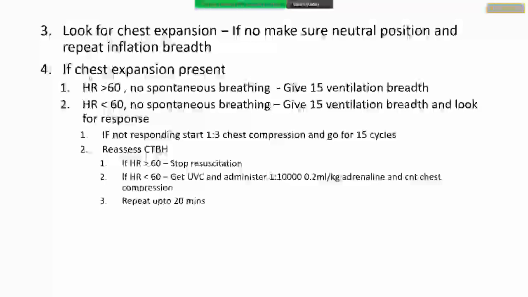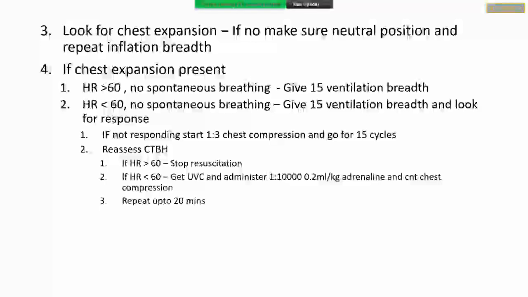Then we have to look at the heart rate, whether the heart rate is more than 60 or less than 60. For that, the madam told a way of listening to the heart sound, that tapping sound, to know the speed of the sound. The ideal thing is to know whether the heart rate is more than 60 or less than 60. If the heart rate is more than 60, the heart is properly pulsating.